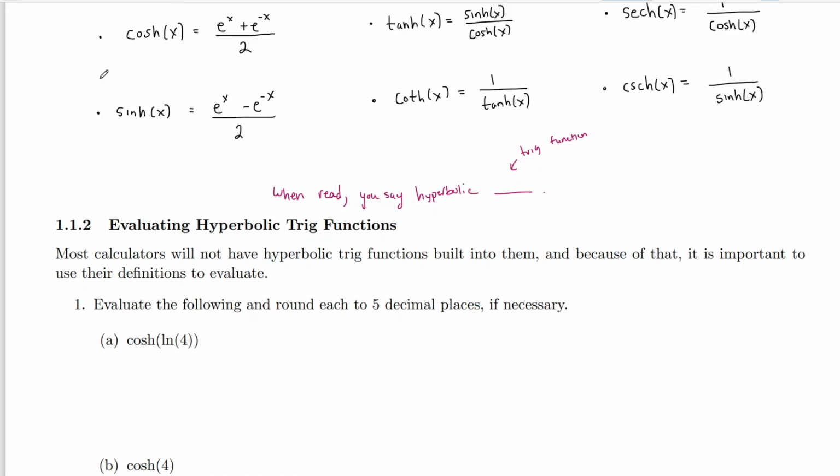But what you should do, just going forward, is remember the definition of hyperbolic cosine, hyperbolic sine. Cosine is the one with the plus, sine is the one with the minus. Otherwise, they're exactly the same. And then remember the other 4 are defined in the same exact way as the regular trig functions.